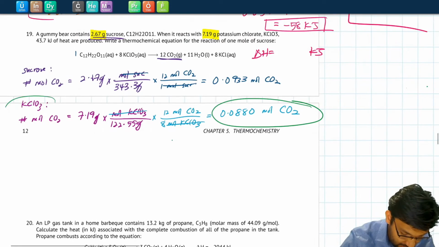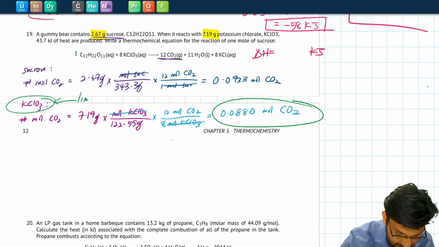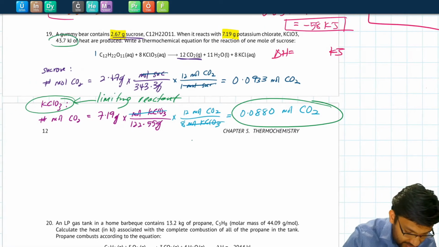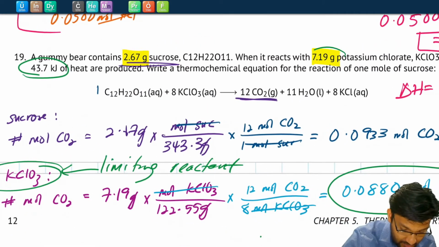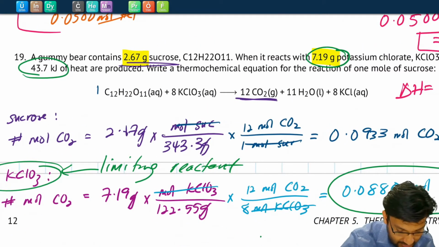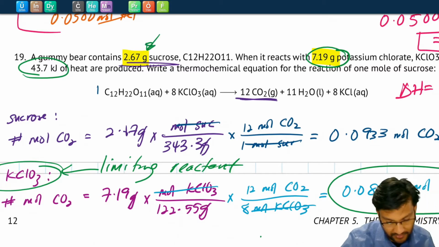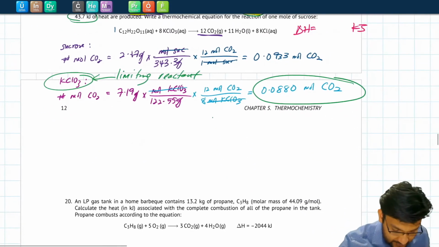Looking at these two amounts, we can easily recognize that that is the smaller amount of product, which means potassium chlorate is our limiting reactant. What this means is that this amount of energy in the question that was produced came from burning all of the potassium chlorate, and there was excess sucrose left over, which we're not really interested in.